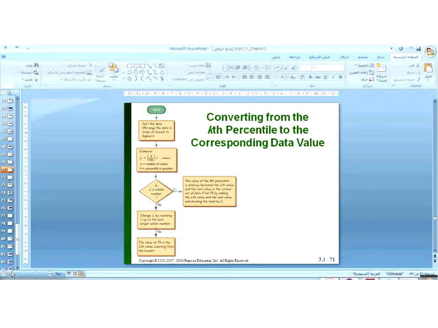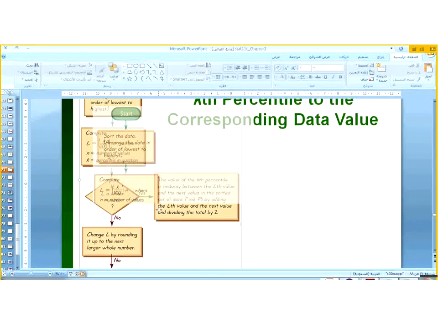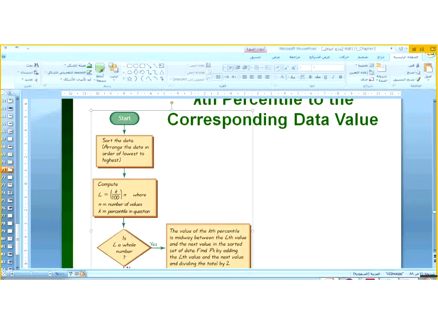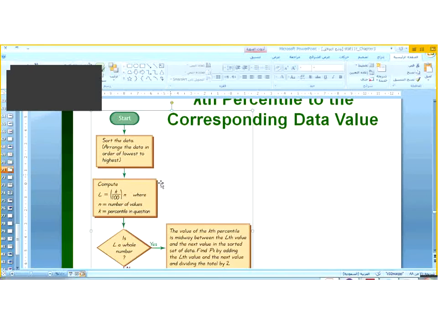So to calculate it, let's see the steps here. First of all, I will sort the data, arrange the data in order from lowest to highest. Who reminds me, when did we sort the data before? Which one of the measures? Right Laila, in the median. So here in the same way, I arrange the data in order.